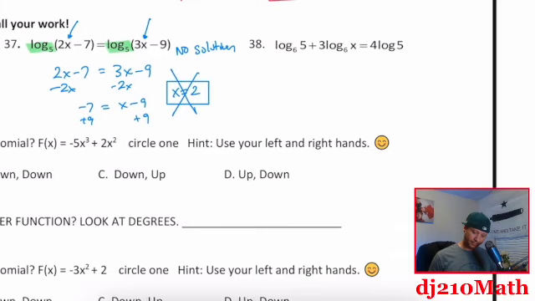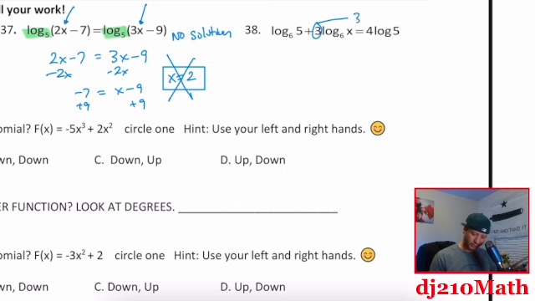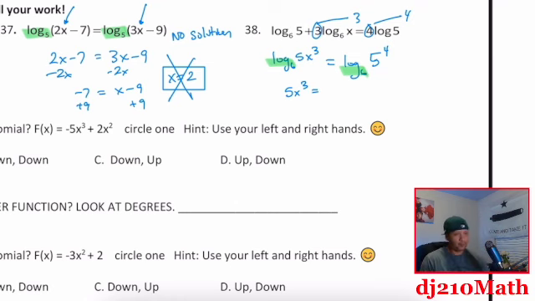Okay, 38. I'm going to condense these down. So this 3 is going to come up, and this 4 is going to come up. So this is going to make log base 6 of 5x cubed, because it's a plus, so I can put them together by multiplying. This is going to be equal to log base 6 of 5 to the 4th power, so that the logs match. We don't care about those anymore. What I care about is the arguments. So 5x cubed is equal to 5 to the 4th power.